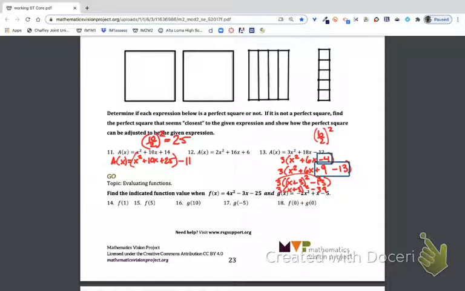For number 15 and 17, it's kind of a breath of fresh air because what we're doing here is we're plugging that, or substituting that 5 in everywhere we see an x. So a little bit of that review. So f of 5 equals 4 times 5 squared minus 3 times 5 minus 25. 5 squared is 25. 25 times 4 is 100. 3 times 5 is 15. So when it simplifies out, f of 5 is going to equal 60.